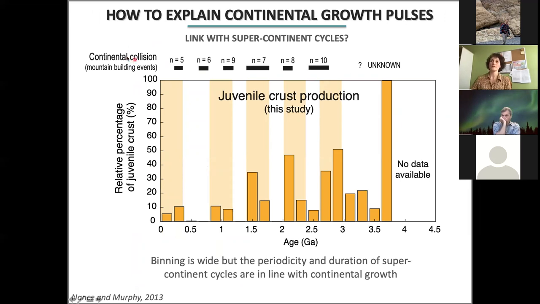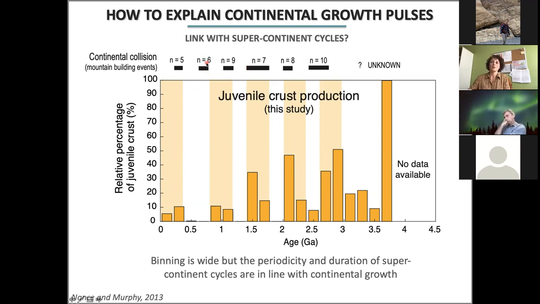Here is an estimation of potential periods during which supercontinents have assembled. So this is basically periods during which a large number of mountain building events has been counted. So the correlation is again not very obvious. You may find a correlation here, for example, so here is this big one, or this one.